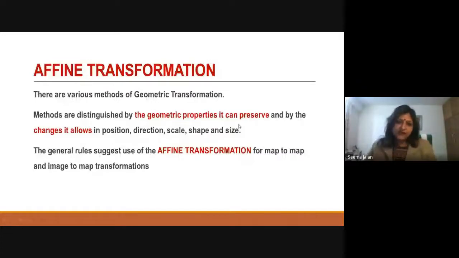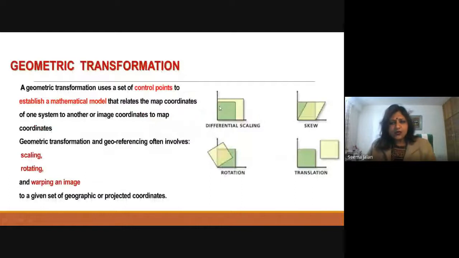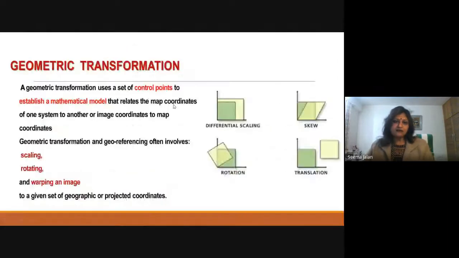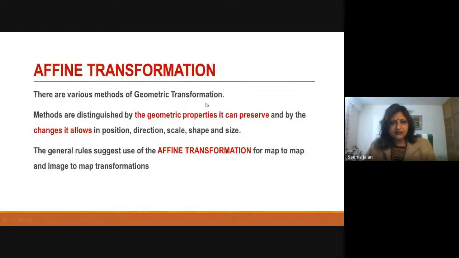These different methods of geometric transformation, how do we differentiate between them? They are different because different methods do not allow all these types of changes to be modeled. The coefficients which we are getting in different methods of geometric transformation.